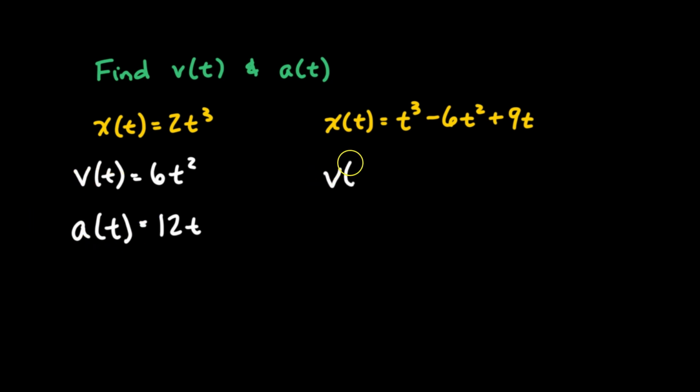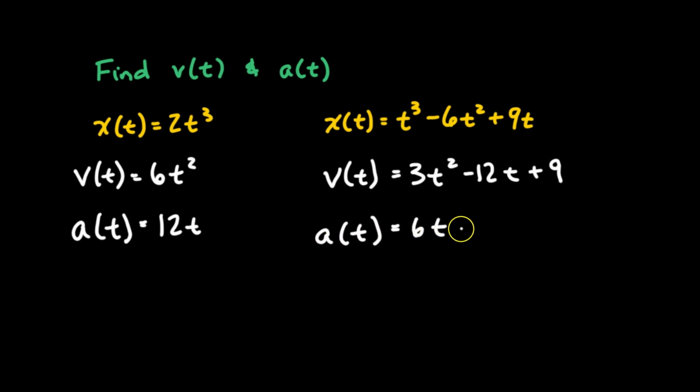Now let's find the velocity and acceleration for a position function of t cubed minus 6t squared plus 9t. And for the velocity, we get 3t squared minus 12t plus 9. For the acceleration, we get 6t minus 12. In the velocity function, the 9 is a constant, so its derivative is 0.